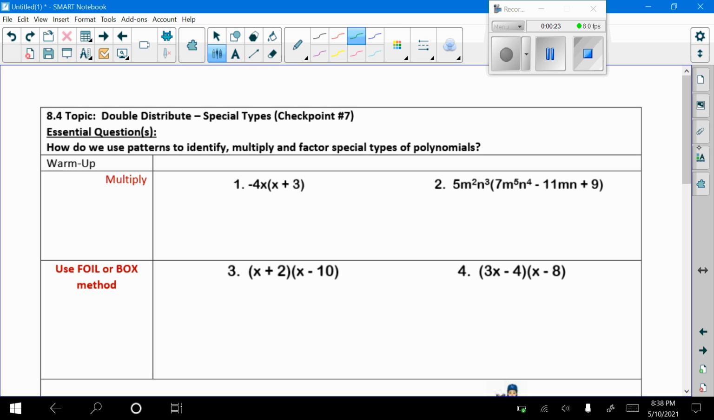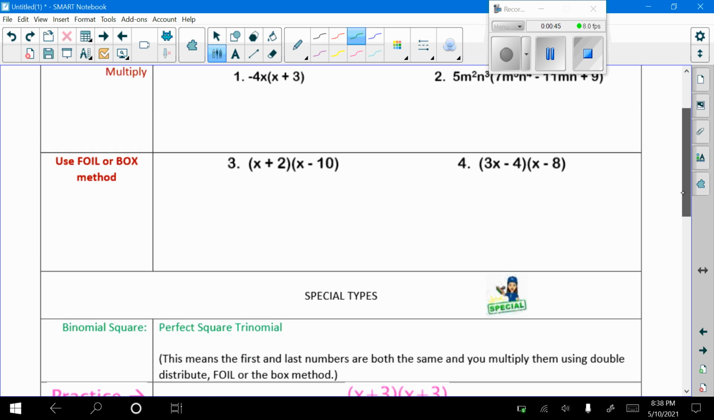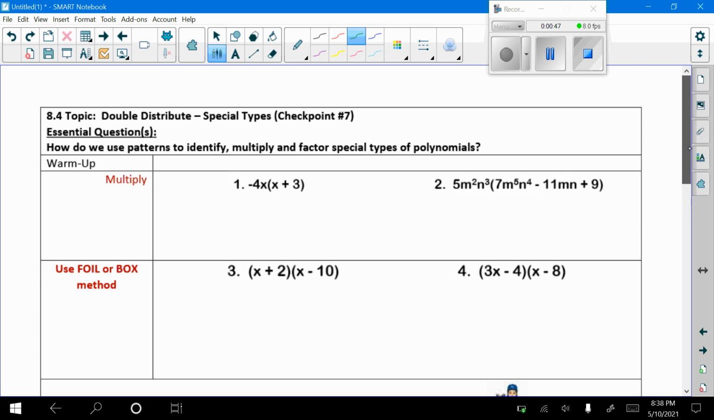You can always do the first, outer, inner, last piece. You can do the double distributive, however you want to think about it, or even the box. In the end, there are just some patterns that will help you if you start noticing them. So this first part is just a review. Go ahead and multiply and then use the FOIL or box method on 3 and 4, and then we'll get into the next part. So try those and then come back to me.